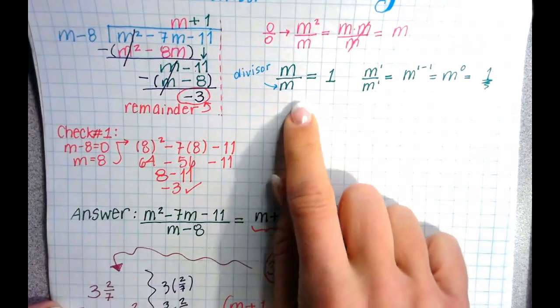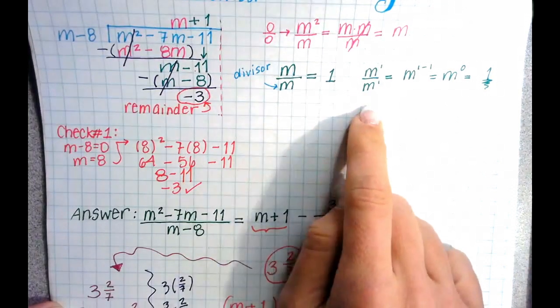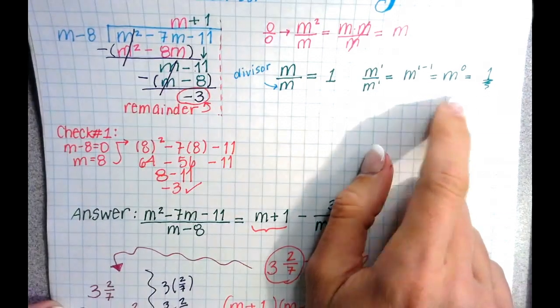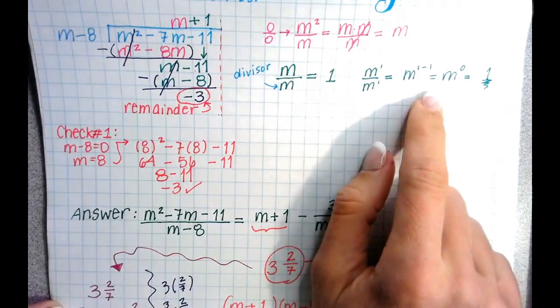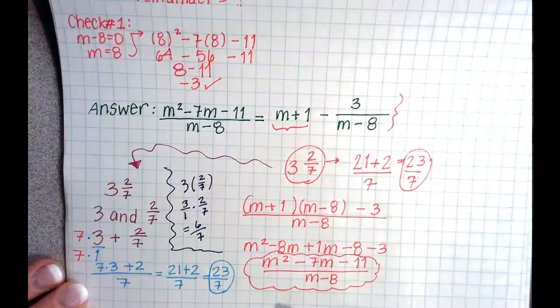Now, what else did I show on this paper? I did also show m over m is 1, because it's m to the first over m to the first. When you divide, you subtract exponents, m to the 0, m to the 0 is 1. This also shows you why anything to the 0 equals 1, in case you're ever wondering. We've gone over that before.